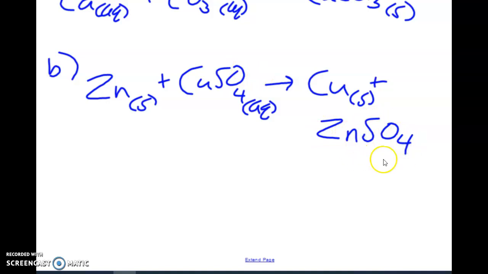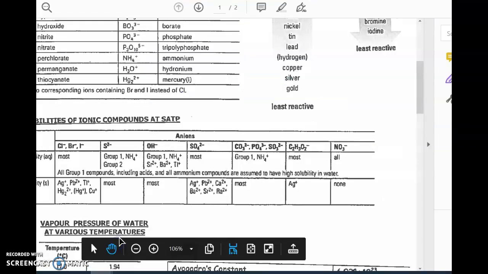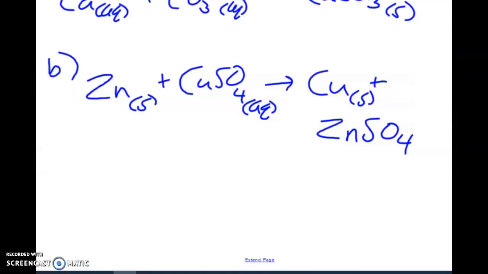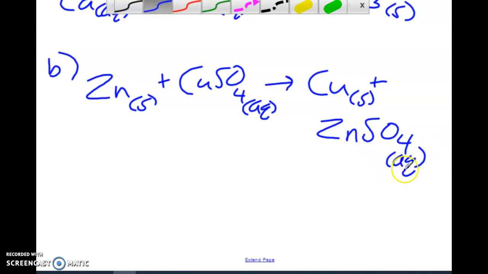So zinc sulfate, we would check the solubility table. So zinc is going to be aqueous with sulfate. So it's going to be AQ. Okay, so then of course, actually it's already balanced for us.